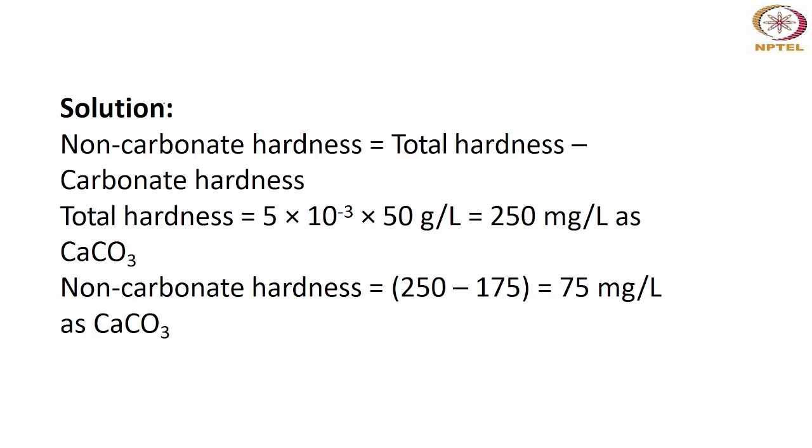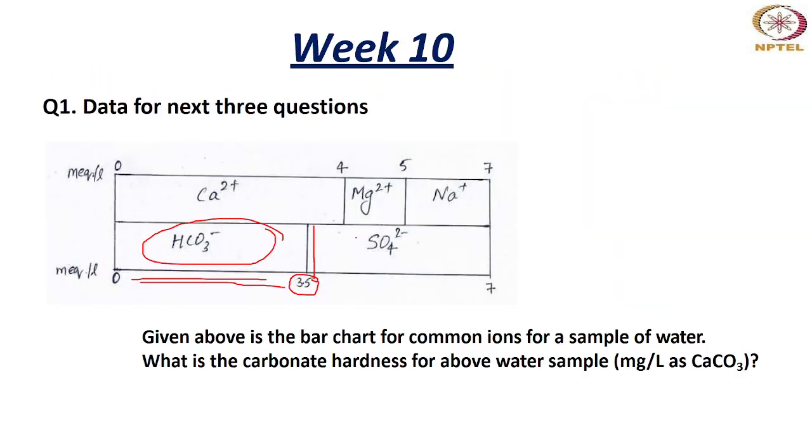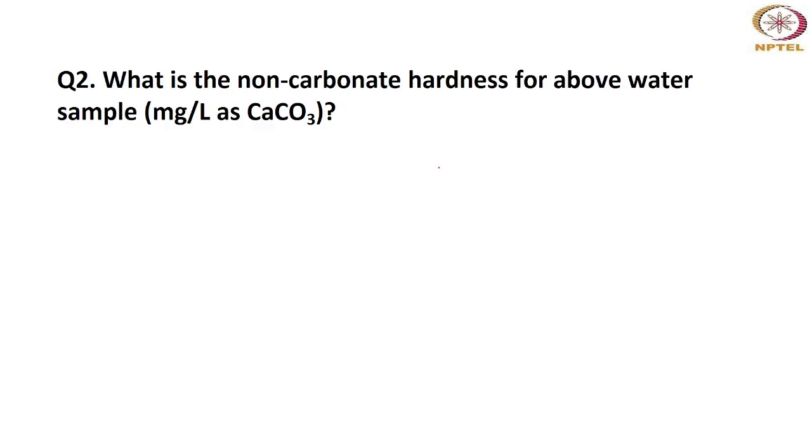So the correct answer is 75. Non-carbonate hardness equals the total hardness minus the carbonate hardness, right? From the chart, you can find the total hardness. Total is 5, right? After this, calcium and magnesium are the multivalent ions present in the water. So this is my total hardness, 5 milliequivalent.